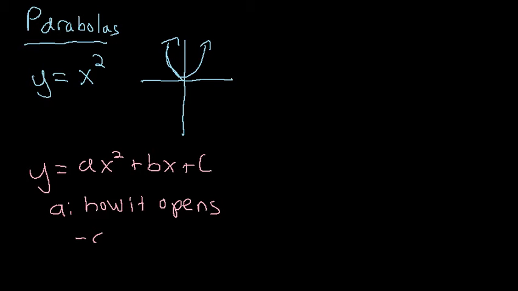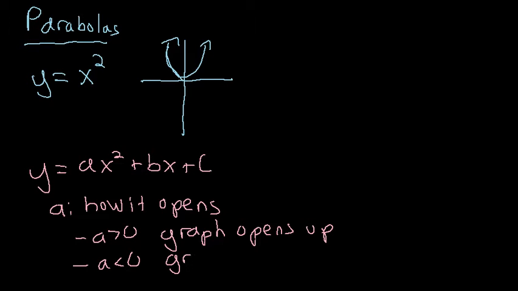So if a is greater than 0, the graph opens upward, as it does in the picture we have right here. If a is less than 0, the graph opens down.